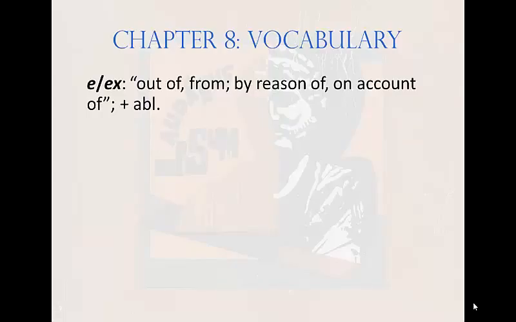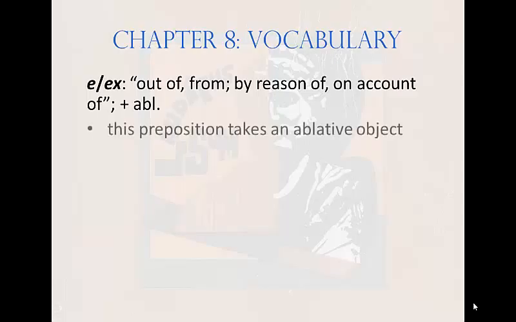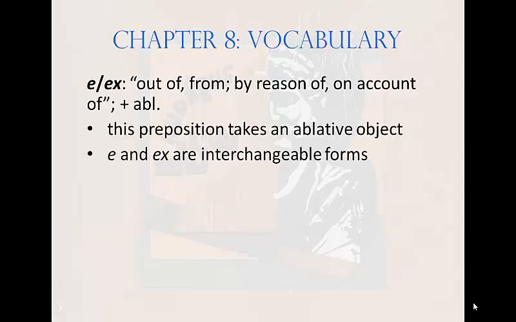The second preposition, a or ex, means the opposite. Out of, from, and also by reason of, on account of. It takes an ablative object. The forms a and ex are interchangeable, so a Roman could say a patria or ex patria, and in either case mean from the fatherland.